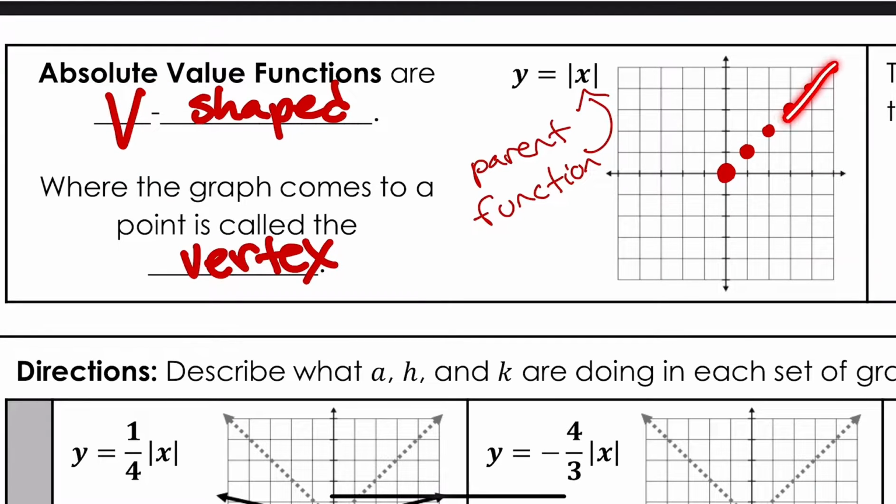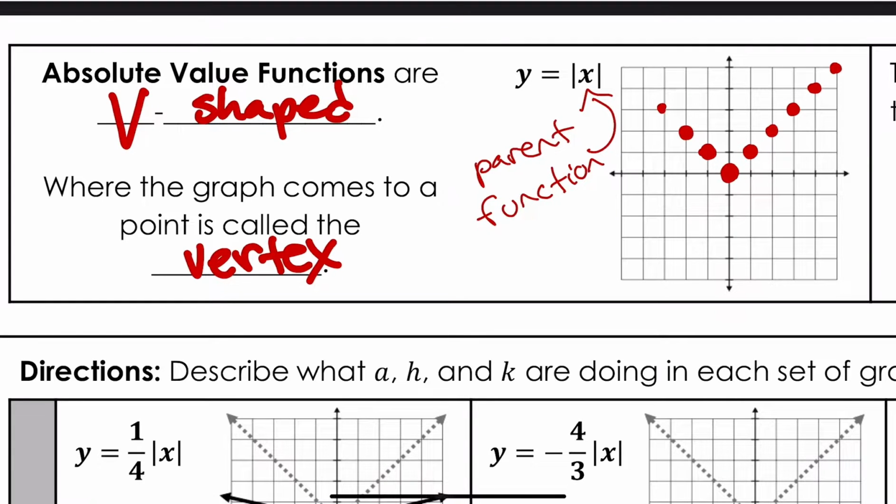So what we're going to do is the same exact line, but over here. So we're going to do the same move. I'm still going to go up 1 over 1, but instead of going to the right, I'm going to go to the left instead. So it looks something like this. This is our parent function for our absolute value functions. This is where they all start at. And then from there, we can change it to look different and do different things.